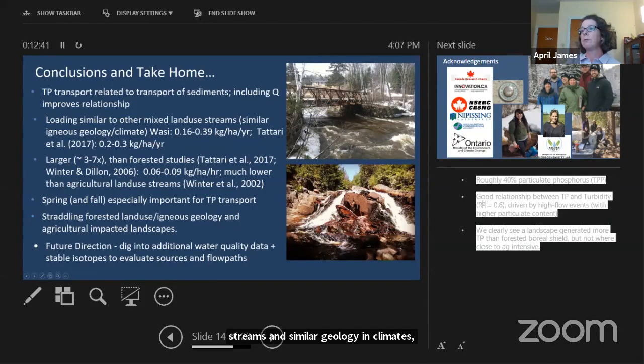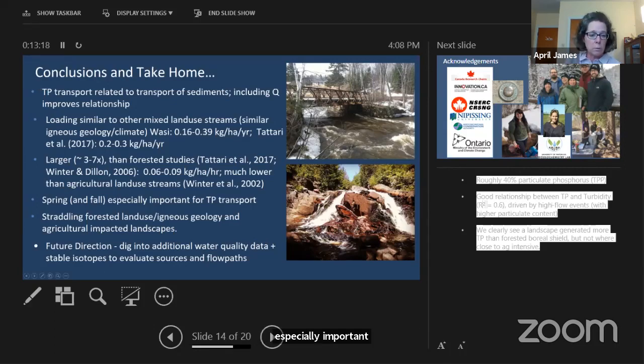A recent study from Finland, Tattari et al., had a range, across the systems that they measured, of 0.2 to 0.3 kilograms per hectare per year. We see a larger amount, 3 to 7 times the amount of phosphorus coming out than forested studies. Again, I'm referencing the Tattari study and Winter and Dillon in central Ontario, which generated on the order of 0.06 to 0.09 kilograms per hectare per year. And we're much lower than intensive agricultural land use streams. The spring and fall were especially important for TP transport.